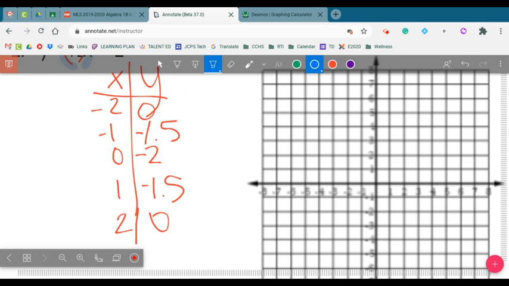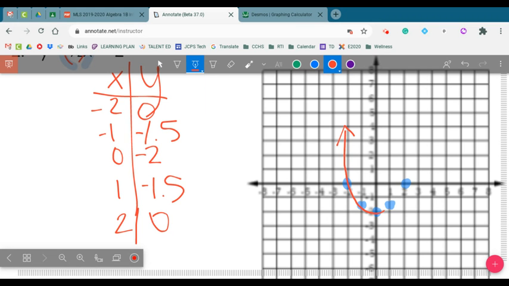So I'm going to graph this. I have negative 2, 0, which is going to be right on the x-axis. Negative 1, negative 1.5. So you're going to go over to the left, negative 1. Then you're going to go down 1.5. So it's going to be in between that negative 1 and negative 2. 0, negative 2. 1, negative 1.5. That's kind of off. And then 2, 0. So if you can see this one, it's kind of a little bit wider than our other ones have been.